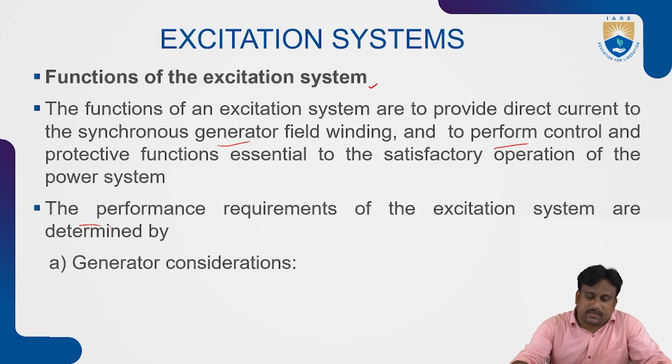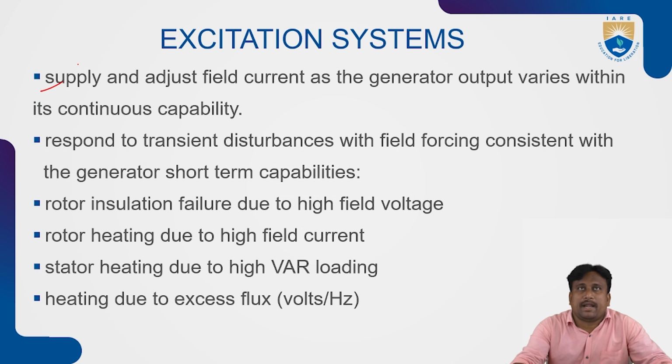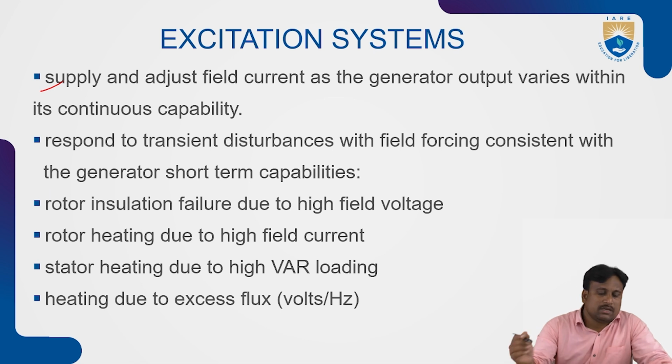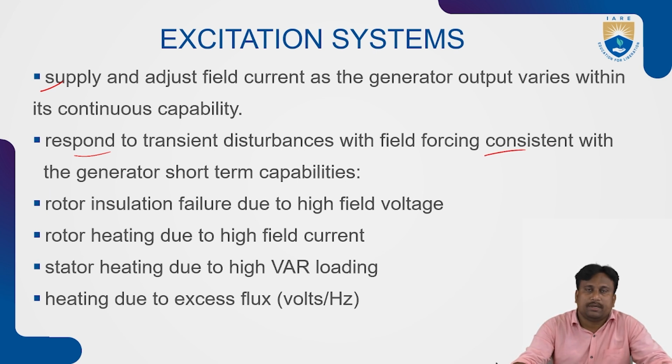So here the performance requirements of the excitation systems are usually determined by generator considerations. So here, supply and adjust the field current as the generator output varies within its continuous capability. That means it will respond to the transient disturbances with field forcing consistent with the generator's short-term capabilities. So rotor insulation failure due to high field voltage, rotor heating due to high field current, stator heating due to high VAR loading, heating due to excess flux in volts per Hertz, these are the parameters we must consider.